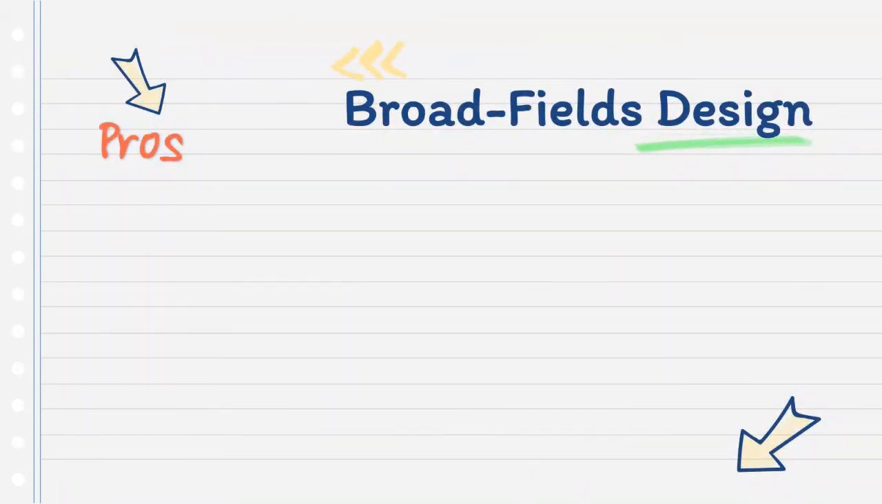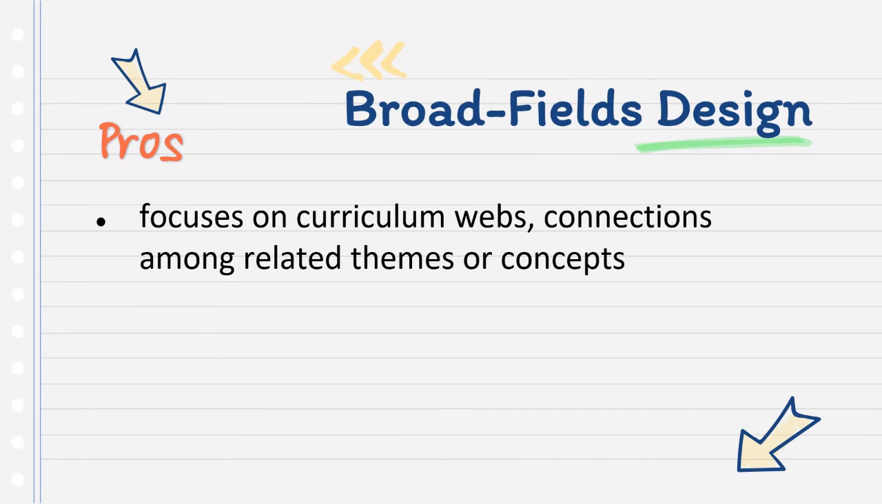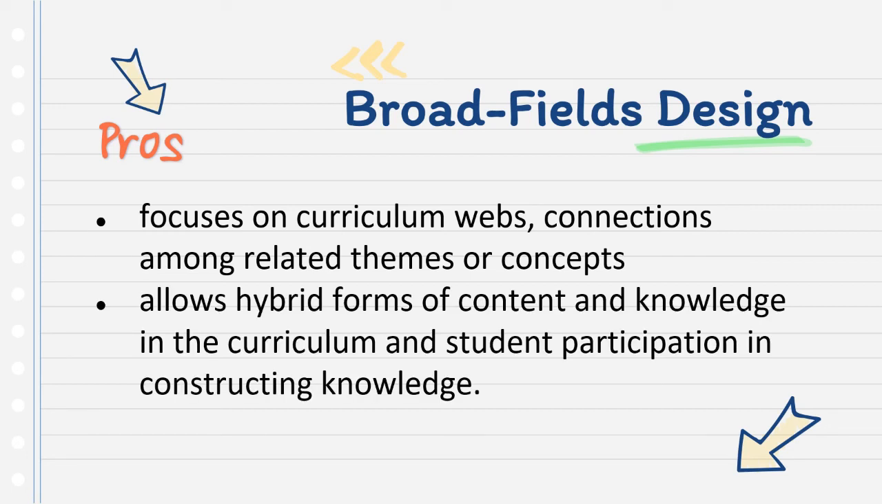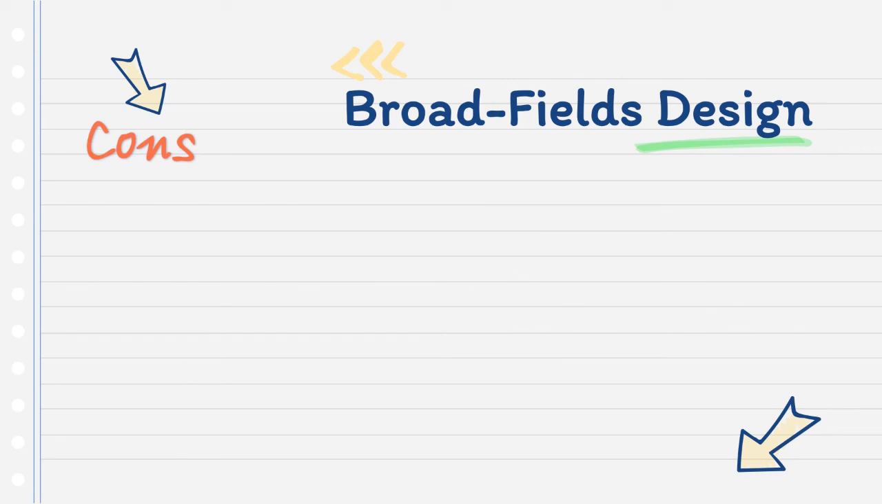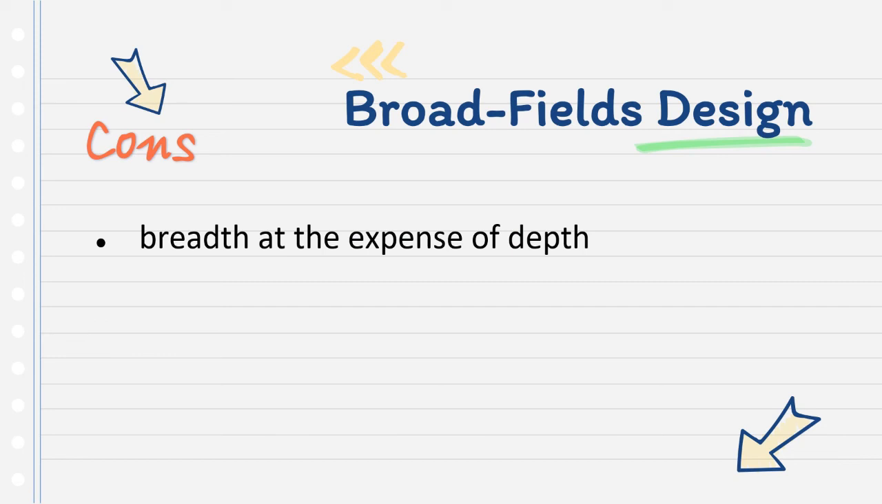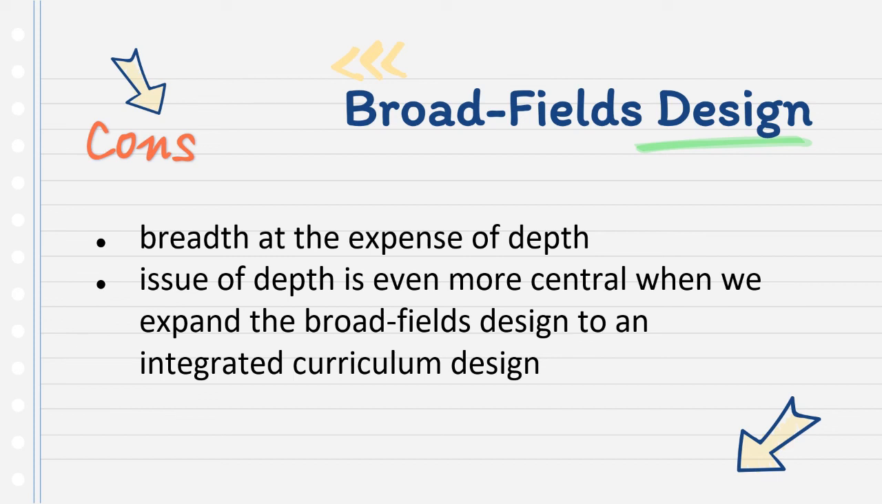Here are the advantages of broad fields design. Number one, it focuses on curriculum webs, connections among related themes or concepts. Number two, it allows hybrid forms of content and knowledge in the curriculum and student participation in constructing knowledge. Here are some disadvantages of broad fields design. It's breadth at the expense of depth. So a year of social studies teaches students a greater range of social science concepts than a year of history. And the issue of depth is even more central when we expand the broad fields design to an integrated curriculum design.